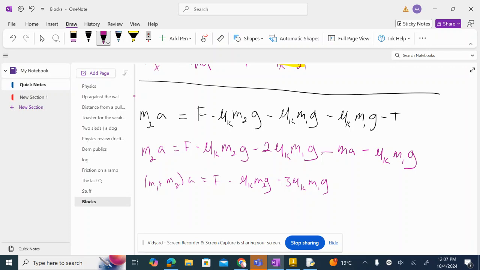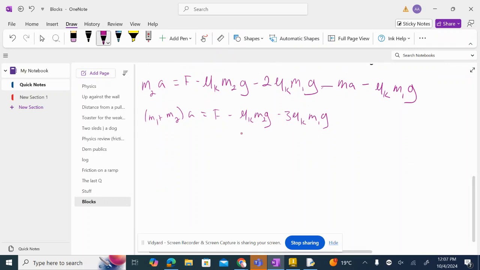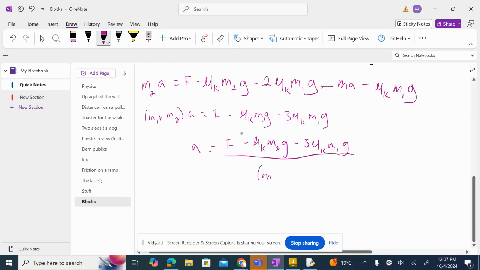Then we have to do one last step before we can solve. A is equal to F minus mu k m2g minus 3 mu k m1g. Make sure you don't mix up the masses, because it does make a difference. And then we are going to divide by m1 plus m2. And that should give you your answer. Make sure you plug in everything, make sure you do order of operations, and that should be your answer.